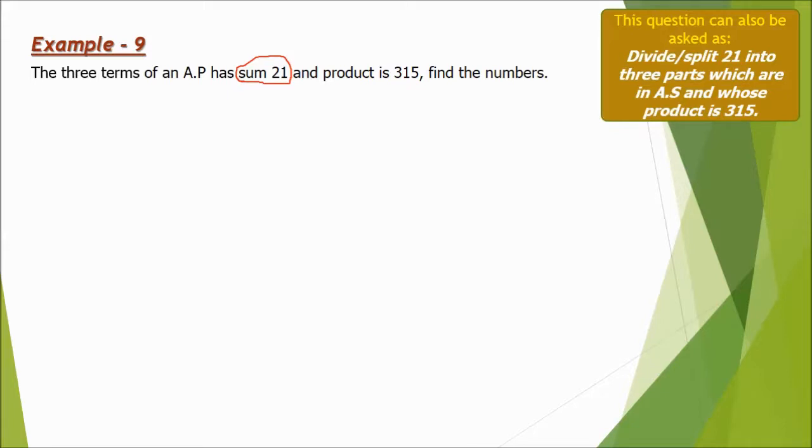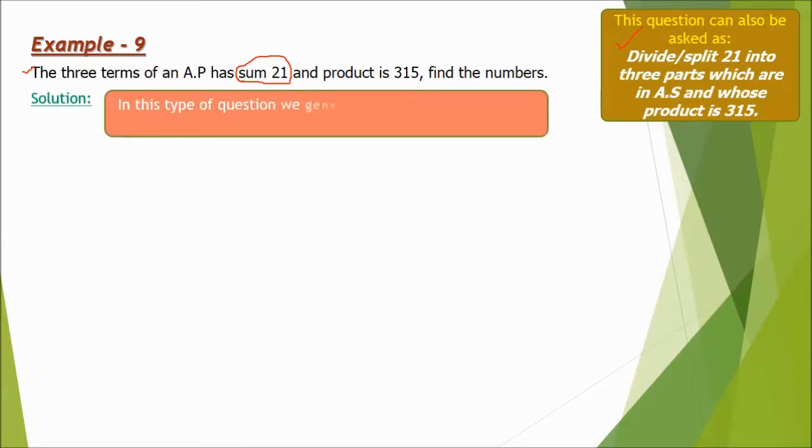This question can also be asked as: divide or split 21 into 3 parts, such that the parts are in arithmetic sequence or series, whose product is 350. The question can be asked in this way. Okay, now this is very easy, and let's start the solution.